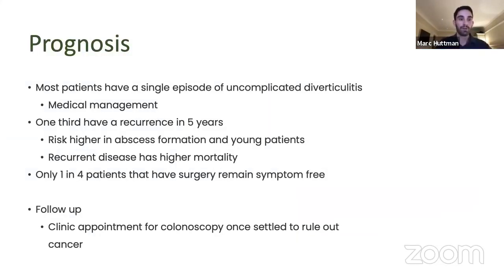Good. So most patients have a single episode of uncomplicated diverticulitis, and they'll just receive medical management. And by that, we've discussed, that just means antibiotics. One third will unfortunately have a recurrence in 5 years, and they're at a higher risk of abscess formation. And often the patients who present at a younger age will have more recurrence. And recurrent disease has a higher mortality because you're more likely to have perforations or strictures or things like that. Only one in four patients that have a surgery remain symptom-free.